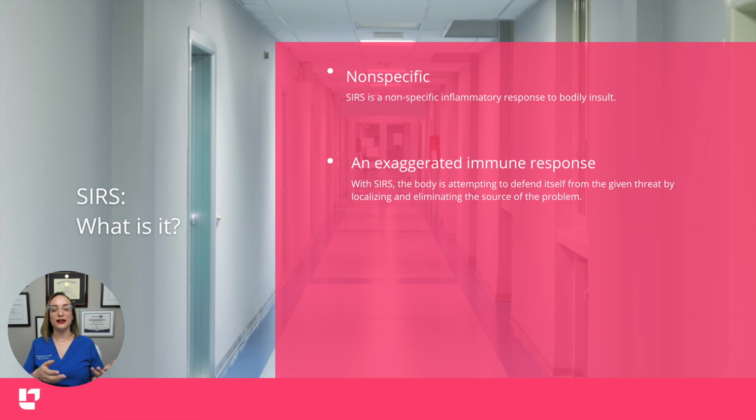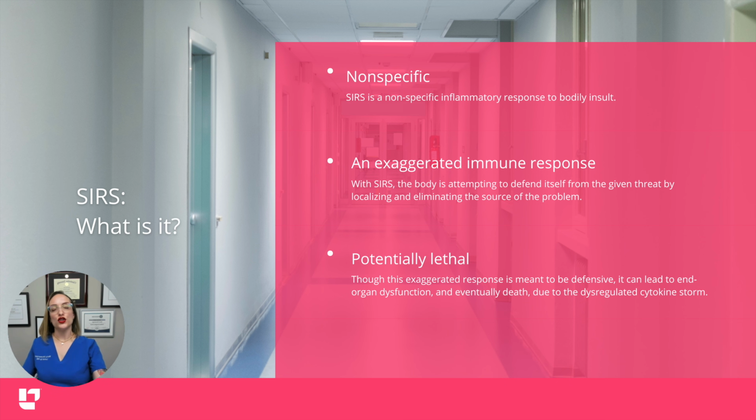What we are not expecting is to see this widespread, exaggerated response, which is what is going on when we're talking about SIRS. So it's also really important to understand that SIRS is potentially lethal. So the exaggerated response is meant to be a defense mechanism. It's meant to be a thing to keep you safe from harm. But the issue is that it can cause this dysregulated cytokine storm, meaning that you just have this inflammatory cascade that is kind of gone out of control. And because of that, we can lead to end organ dysfunction and eventually death.